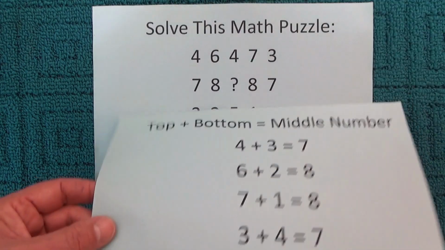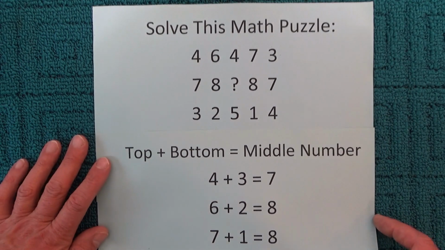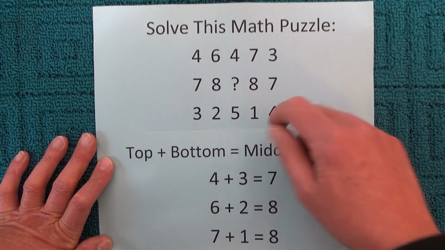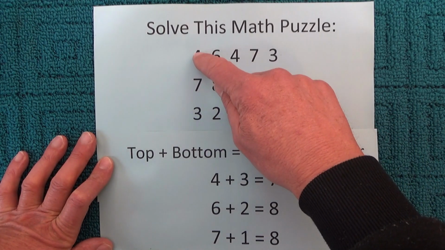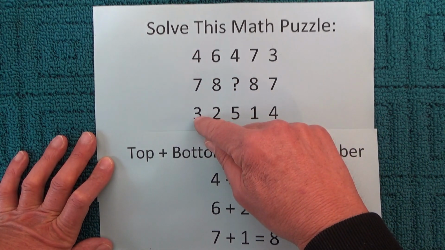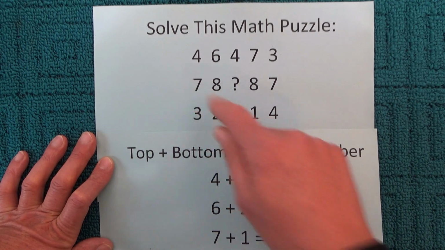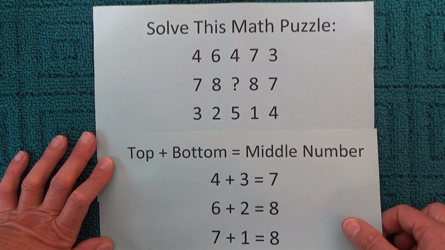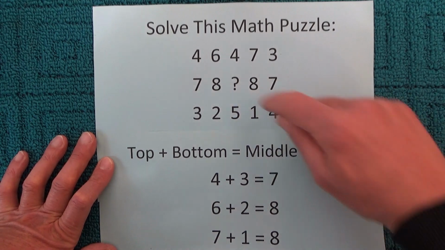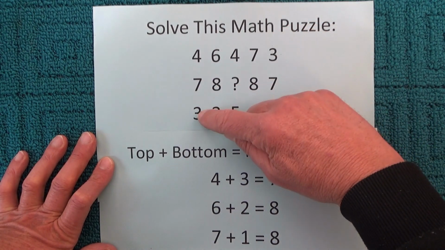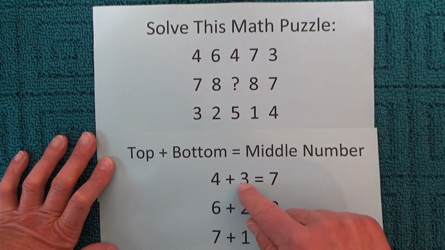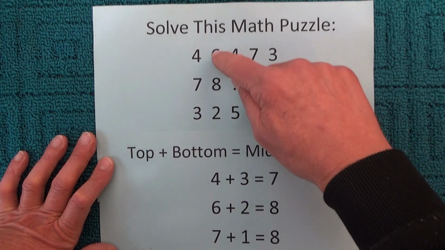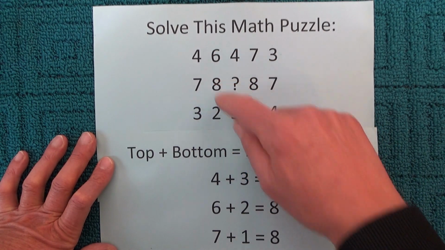And the answer then is that it's merely the top number added with the bottom number gives you the number that's in the middle. So you can see there 4 plus 3 equals 7. 6 plus 2 equals 8.